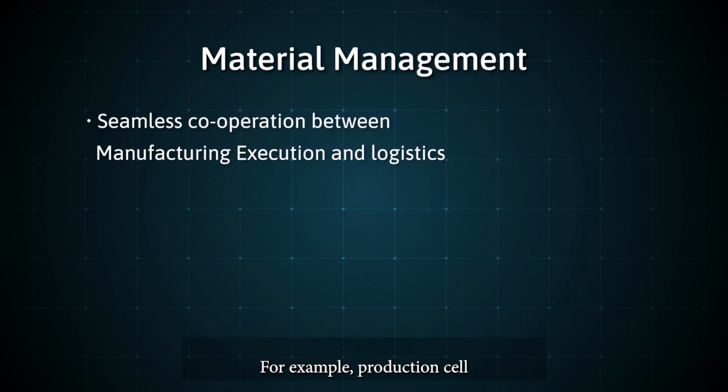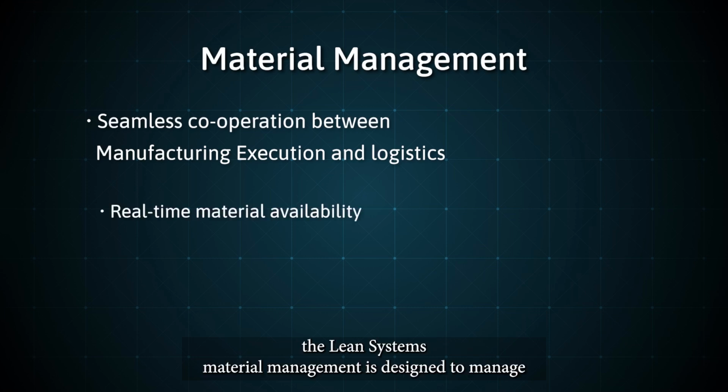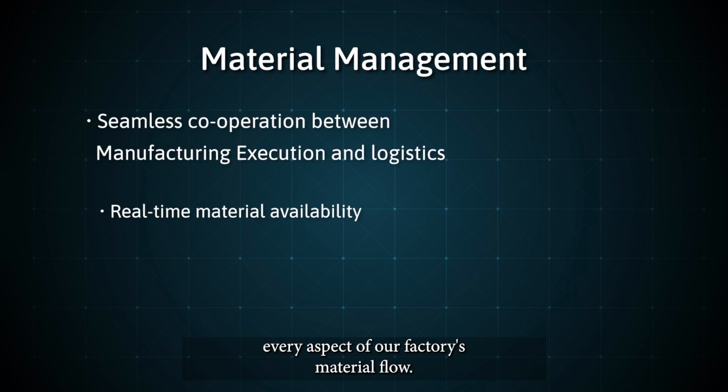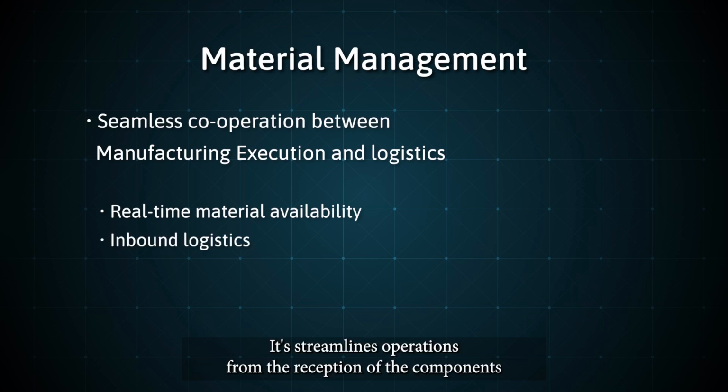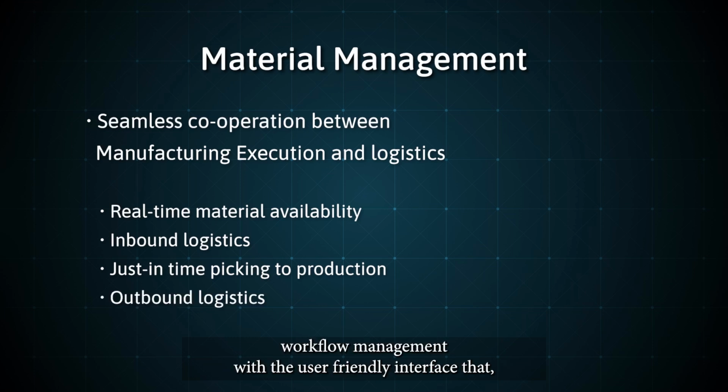For example, production cell material replenishment rules can be defined in various ways to meet the needs of the defined processes. The Lean Systems material management is designed to manage every aspect of our factory's material flow. It streamlines operations from the reception of the components and materials to just-in-time picking to production, as well as it manages the final delivery of the end product, providing a robust support for warehouse workflow management with the user-friendly interface that is easily accessible on tablet or other handheld devices.